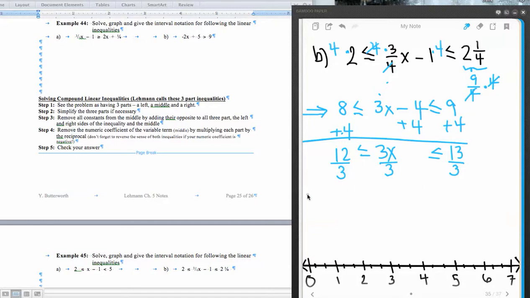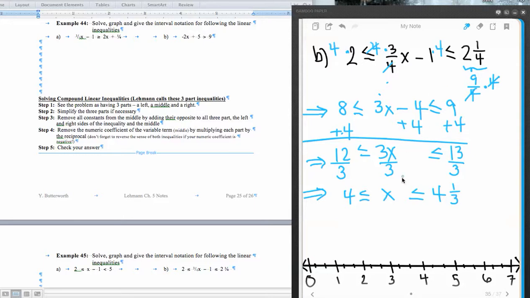And now 12 divided by 3 is going to give me a 4, and then less than or equal to x, less than or equal to, and 3 will go into 13 4 times with 1 left over, so this is 4 1/3.